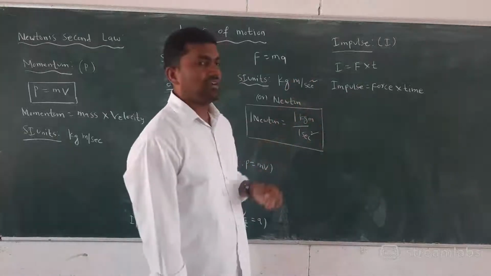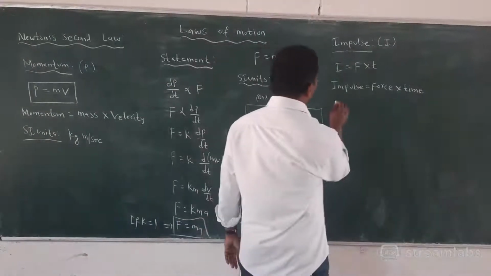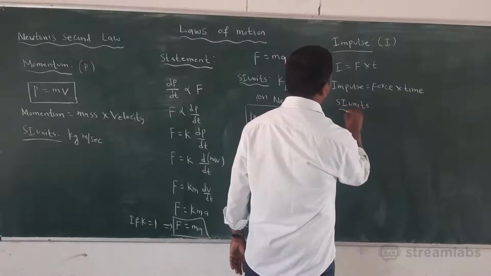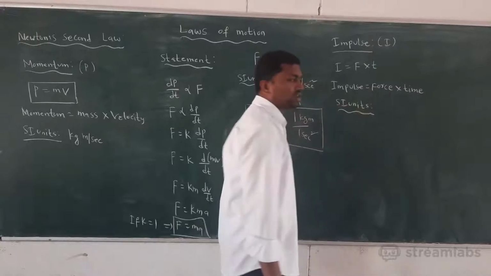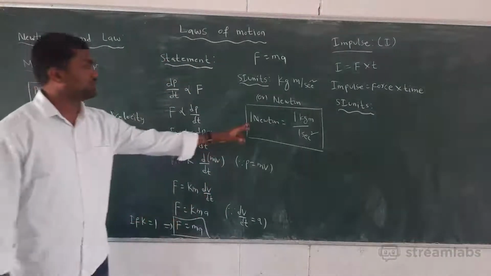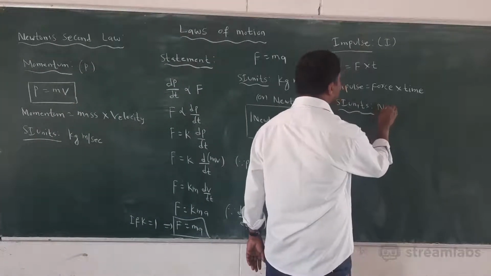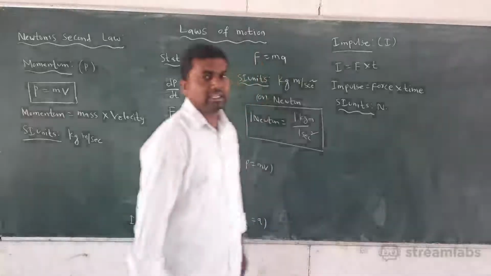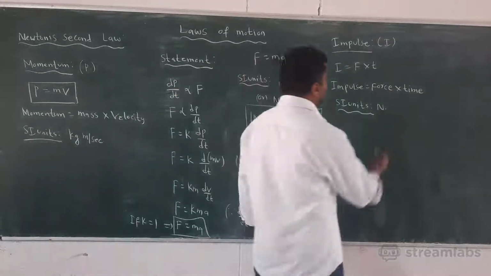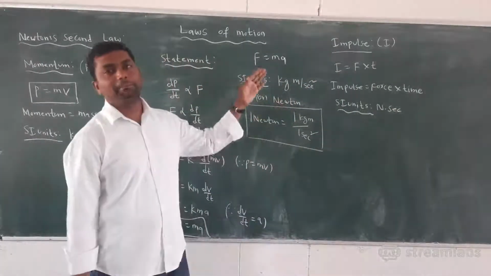By this formula we can write the units of impulse. The SI unit of force is Newton, so we write Newton into time. The SI unit of time is second. So Newton second is the SI unit of impulse.